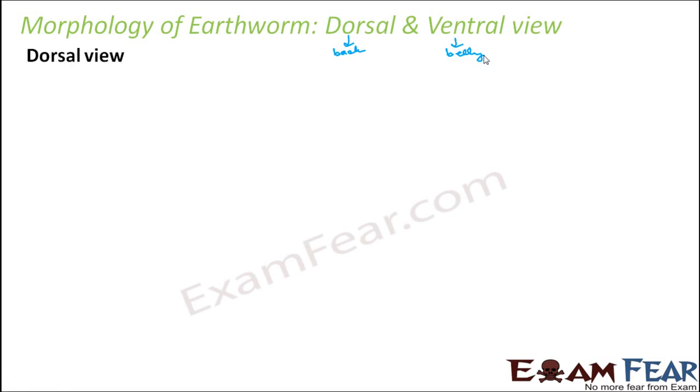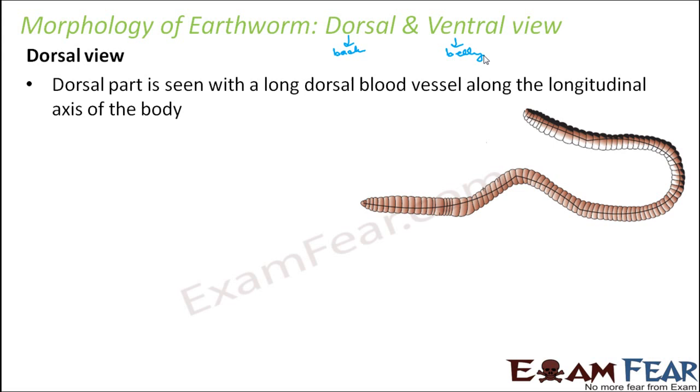So in a dorsal view of an earthworm, how will it look? How do you know which is the dorsal side and which is the ventral side? The dorsal part is seen with a long dorsal blood vessel along the longitudinal axis of the body. This is a very prominent thing to be noted: the dorsal blood vessel runs throughout the length of the body. So you can see here, this structure which you see is nothing but the dorsal blood vessel.